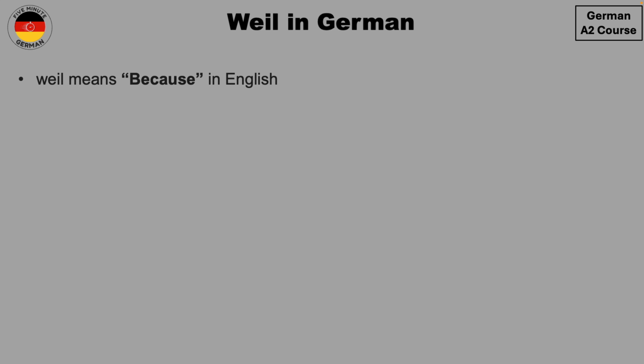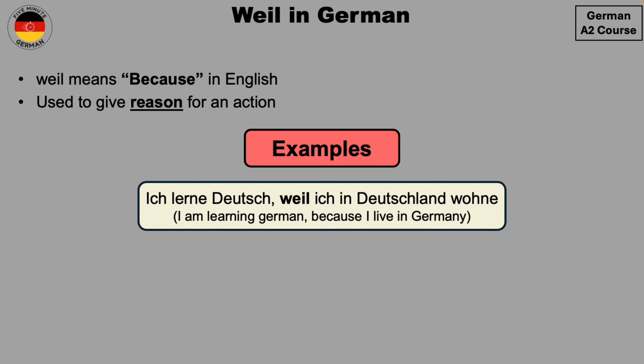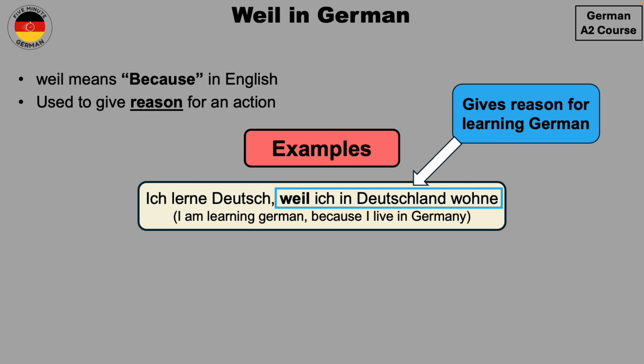So weil can be translated as because in English, and it is used to give a reason for an action. Let's take a look at some examples to understand this better. So suppose we have the sentence Ich lerne Deutsch, weil ich in Deutschland wohne. I am learning German because I live in Germany. Now you see that in this sentence, the second part, which contains weil, is used to give a reason for learning German, and that is because I live in Germany, weil ich in Deutschland wohne.